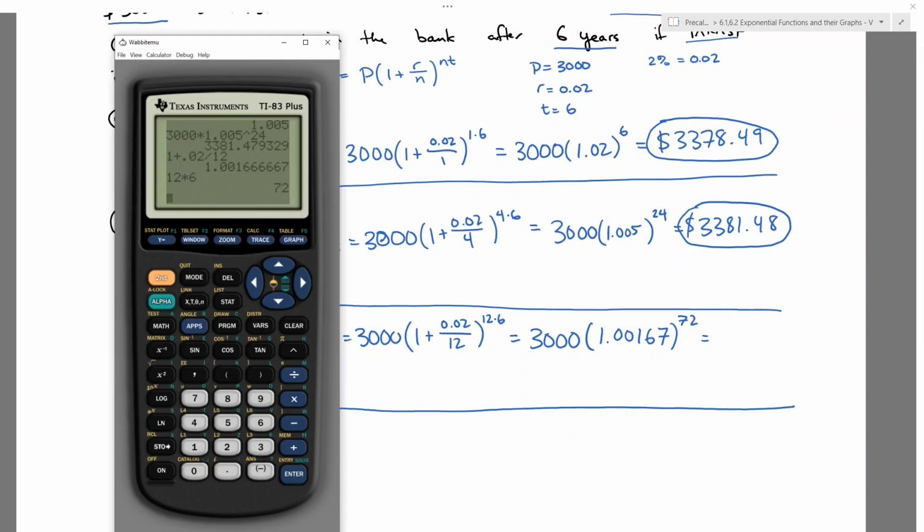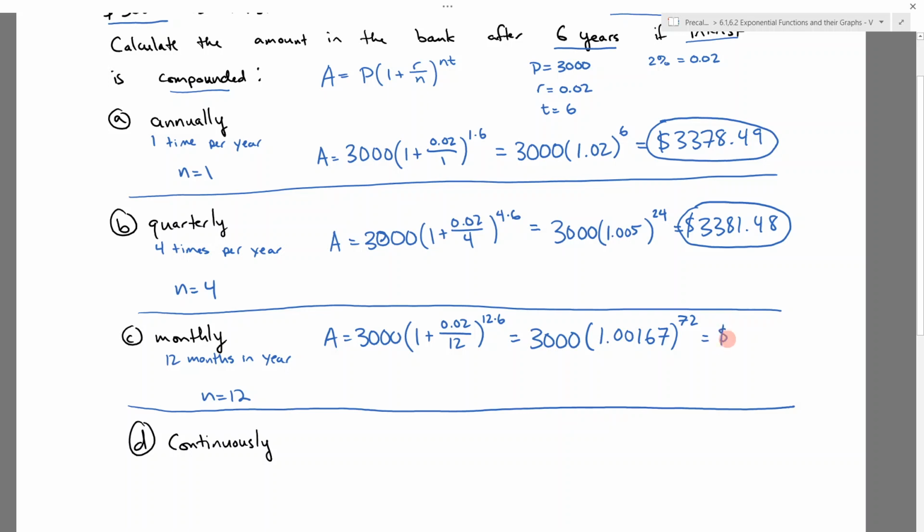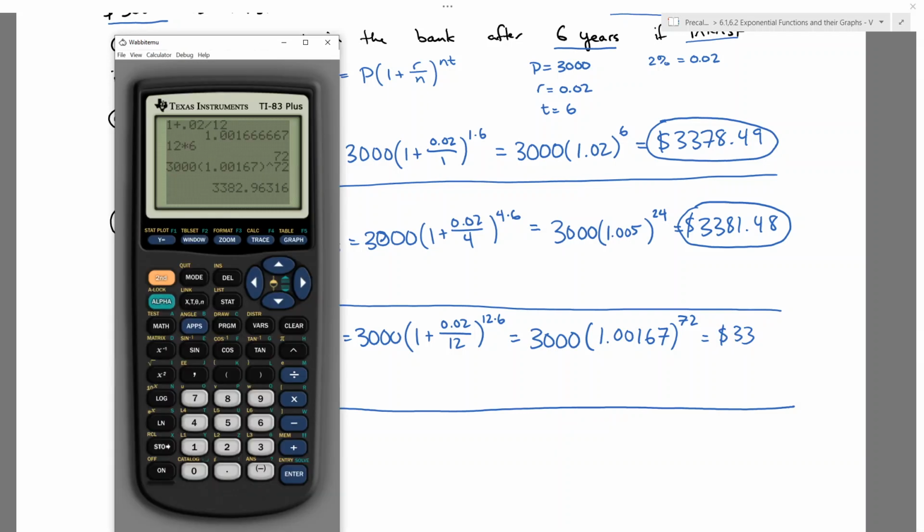And what do we get? So 3,000 times 1.00167 raised to the 72 power is 3382.96. What was it again? 3382.96.